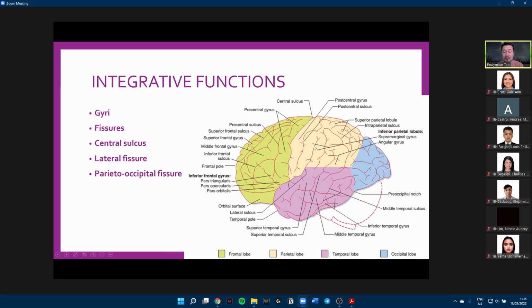Sulcus mas shallow. Example, the central sulcus would separate the frontal lobe from the parietal lobe. Central sulcus separates the frontal lobe from the parietal lobe. Parieto-occipital fissure separates the parietal lobe from the occipital lobe. The lateral fissure would separate the temporal lobe from the parietal lobe and the frontal lobe. Lateral fissure separates the temporal, parietal, and the frontal lobe.